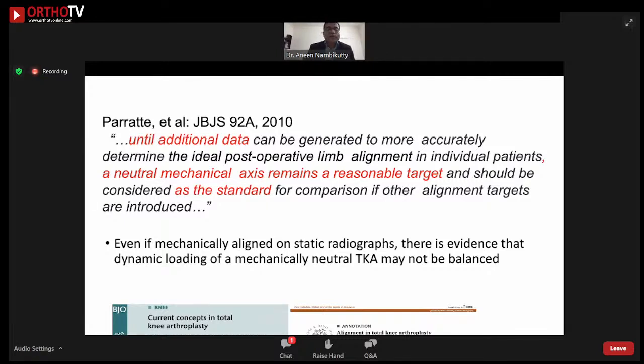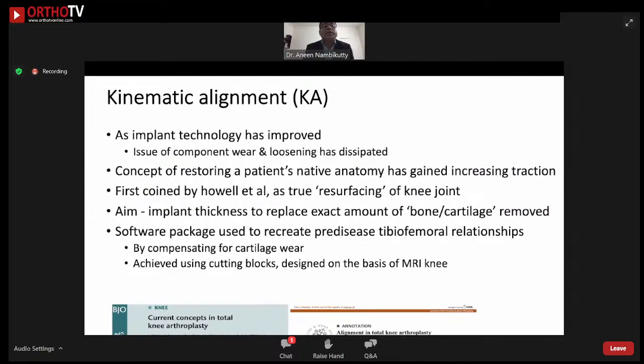But even if the mechanically aligned knees look neutral on static radiographs, there is evidence that on dynamic loading, the mechanically neutral total knee arthroplasty is not balanced. So then came the kinematic alignment.